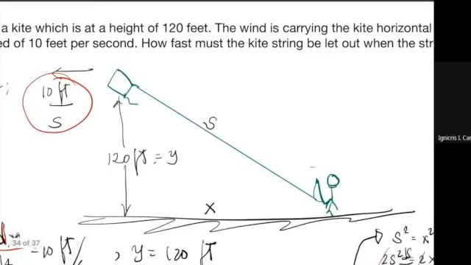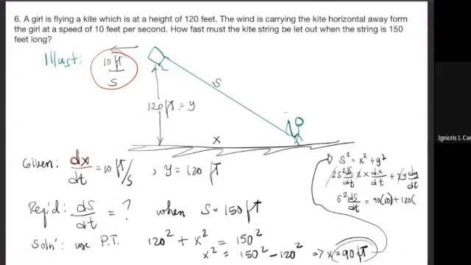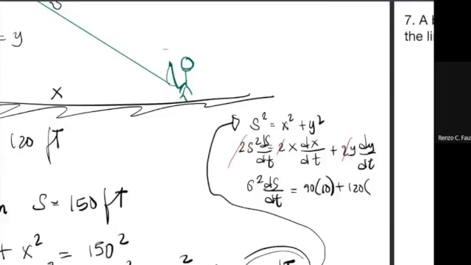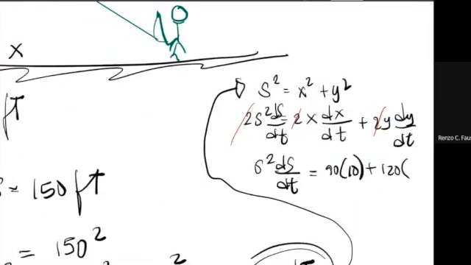Read the problem again. A girl is flying the kite, which is at a height of 120. The wind is carrying the kite horizontally away from the girl. Do you think that the vertical distance is changing? "No, ma'am." No. So we missed that one. Therefore, we realize that this is plus y squared. This one is actually constant.